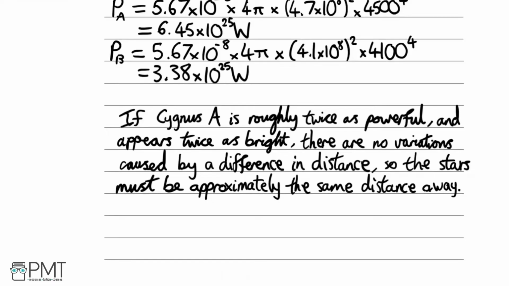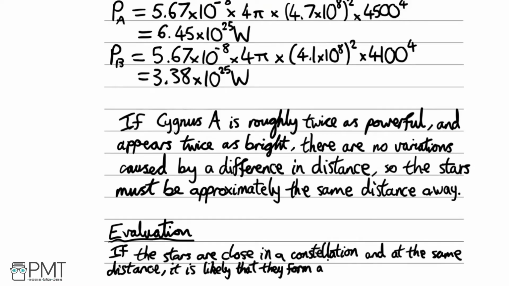All we need to do now is provide an evaluation on whether or not this is a binary star system. So my evaluation here says that if the stars are close in a constellation and at the same distance, it is likely that they form a binary star system. Now you don't need to mention that they're close in a constellation, but I thought I'd include that as extra evidence. If they were in opposite directions in the sky, then they clearly couldn't be part of a binary star system because we'd be in between them. But the fact that they are at roughly the same distance strongly suggests that they are part of a binary star system.